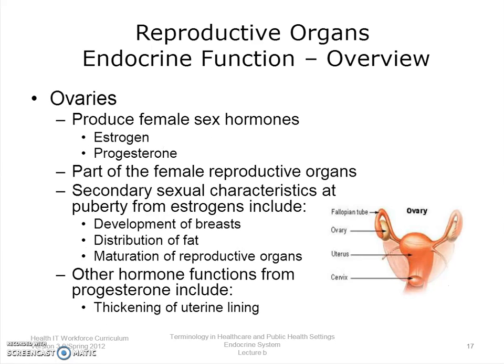Now let's look at the endocrine organs of the reproductive system. We'll start with the ovaries. Two groups of female sex hormones are produced in the ovaries: estrogen and progesterone.